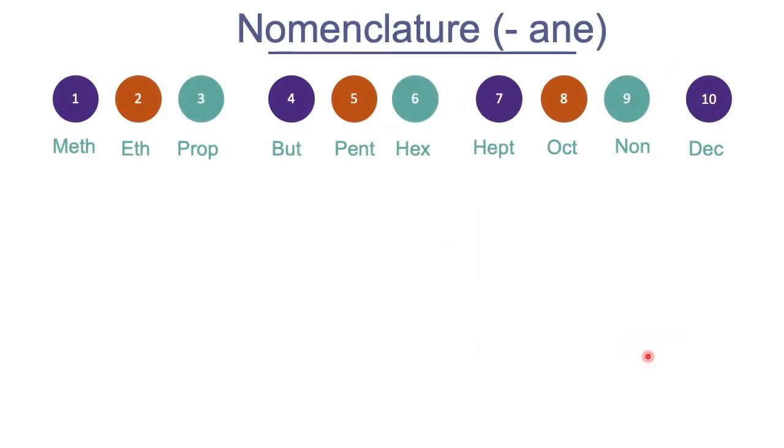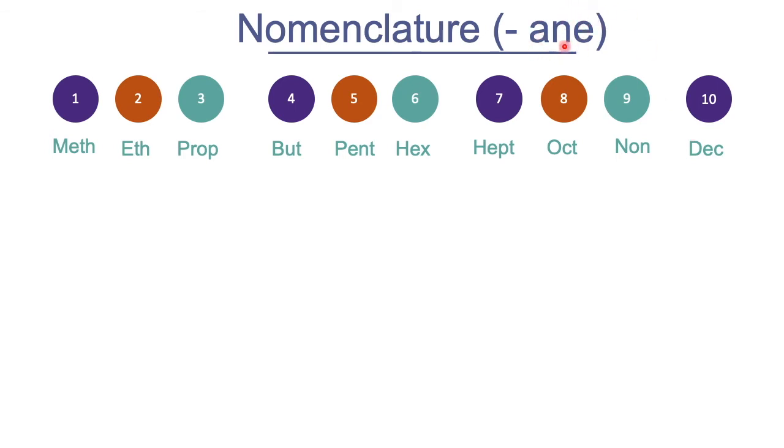Now let's look at the nomenclature of these alkanes. We had already discussed the root names that come with the number of carbon atoms. So going through that again, if you have one carbon atom, it is meth, 2 eth, 3 is prop, 4 is but, 5 pent, 6 hex, 7 hept, 8 oct, 9 non, and 10 dec. So these will be your prefixes, and the suffix for all alkanes is ane.